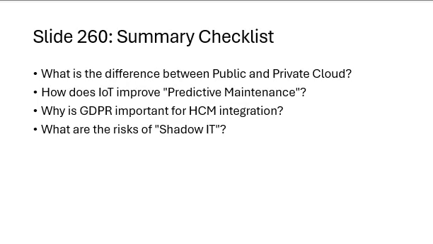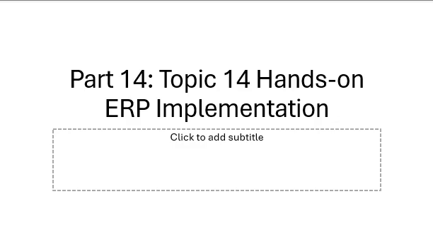Okay, so the summary checklist for topic number 13. What is the difference between public and private clouds? And the IoT improves predictive maintenance in manufacturing. GDPR is very important for human capital management integration. The roles and risks of shadow IT were discussed thoroughly. So this checklist will reinforce your key learning points for topic 13.